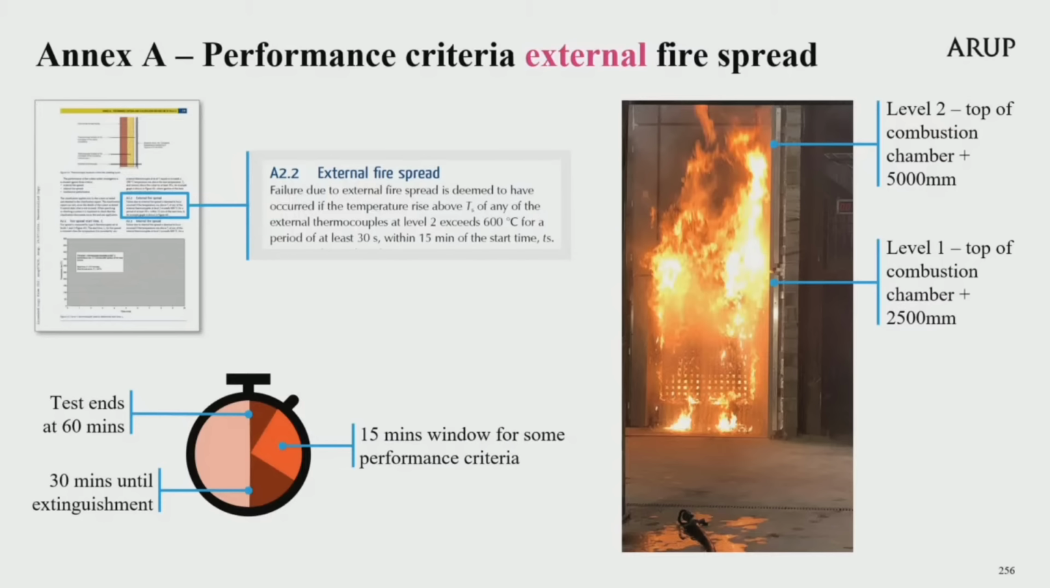This start time isn't the point at which the crib is ignited. It is defined as the point at which any thermocouple at level 1 equals or exceeds 200 degrees Celsius for a period of 30 seconds. If the temperature of 600 degrees Celsius is not exceeded within 15 minutes, then the system passes the external fire spread performance criteria.